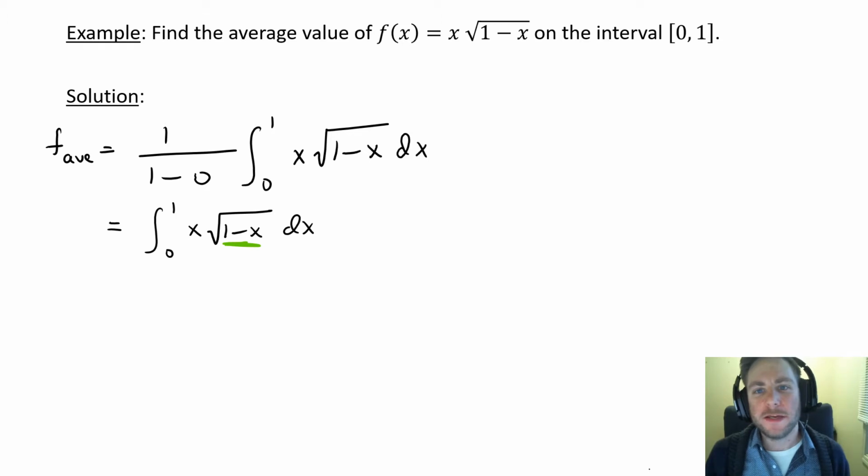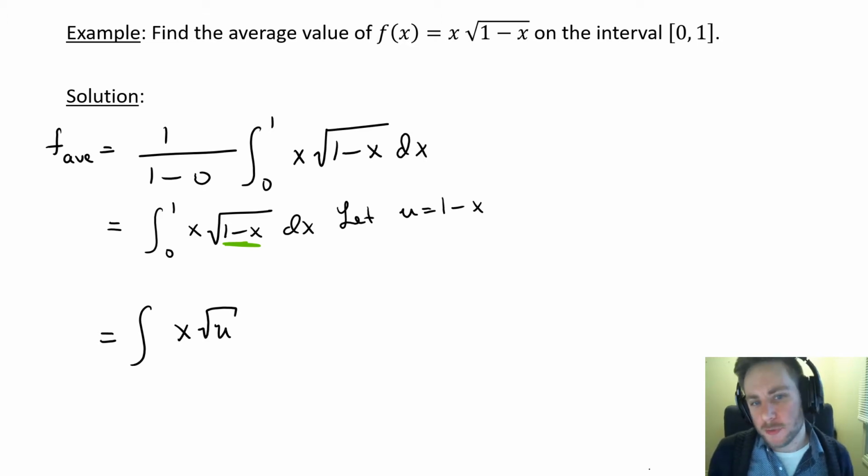First, we need to make a choice of what we want to make u equal to. There are some things to consider about what makes a good choice, but for now I'll just tell you that 1 minus x is the correct choice. So we're going to let u equal 1 minus x, and that allows us to express the integral as the integral of x root u.